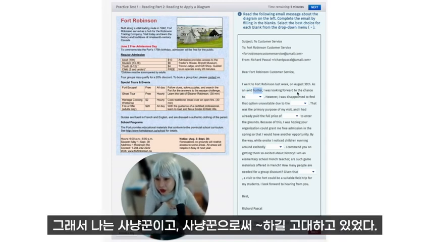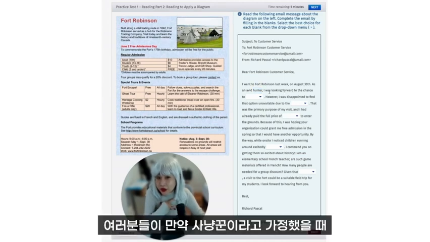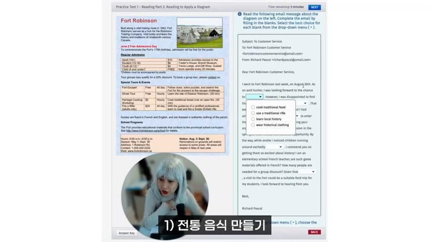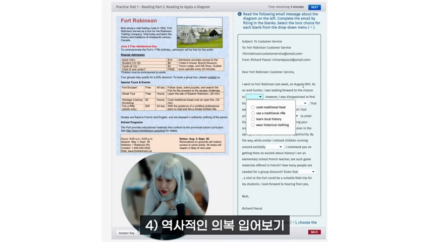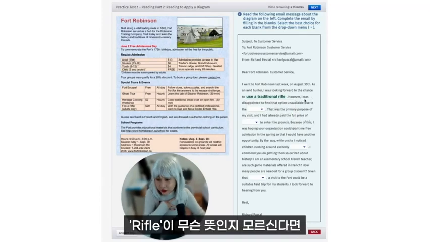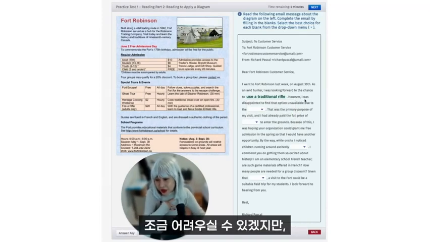So I am a hunter. As a hunter, I was looking forward to... Okay, so when you think about it, if you're a hunter, what would you be looking forward to? Cook traditional food, use a traditional rifle, learn local history, wear historical clothing. So you're a hunter, what would you be looking forward to doing? Use a traditional rifle. If you don't know what a rifle is, it would be a little bit of a problem, but a rifle is a type of gun.